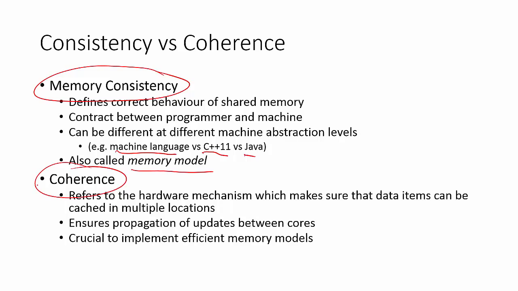On the other hand, we have coherence. That's a hardware mechanism that makes sure that data items can be cached in multiple locations. We also talk about cache coherence or cache coherence protocols. This also ensures propagation of data updates between cores, and this is crucial to implement efficient memory models. Many people actually use these two terms very sloppily and maybe interchangeably. But memory consistency is about how the memory model should behave, and coherence is the hardware mechanisms that can be used to implement memory models. So they are linked, but they are not the same thing.